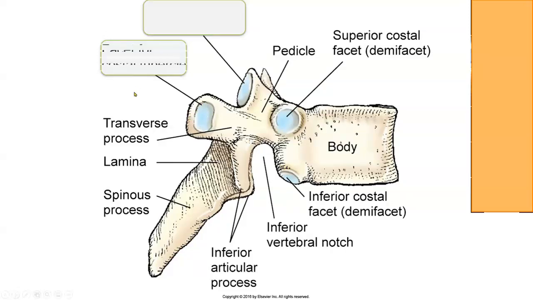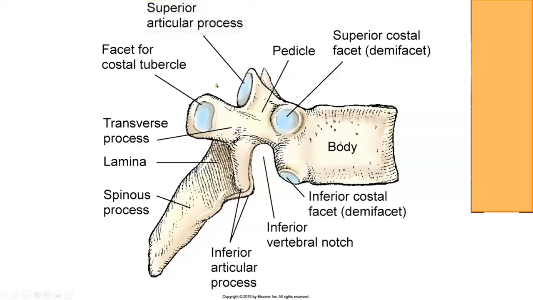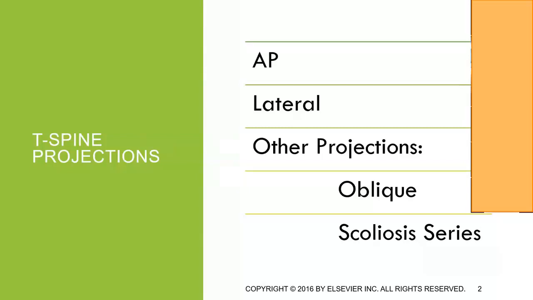Costal facet. Costal tubercle. Facet for the costal tubercle. So that's where the neck of the rib attaches. And the last one. This was the inferior articular process. This is the superior. You got it. These are the ones we do.